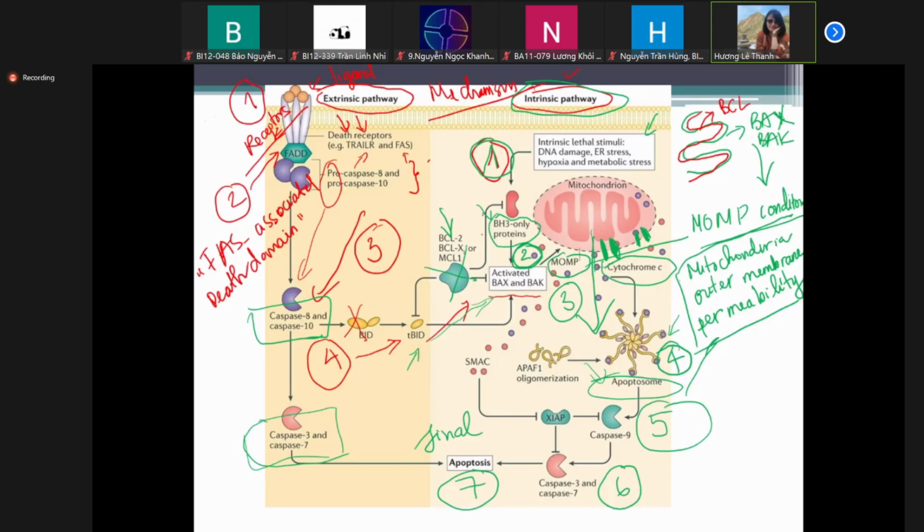That's all the mechanisms. And I will show you videos, and you can see how the caspase will be activated and how the caspase will break down all the materials inside our cell. Okay.